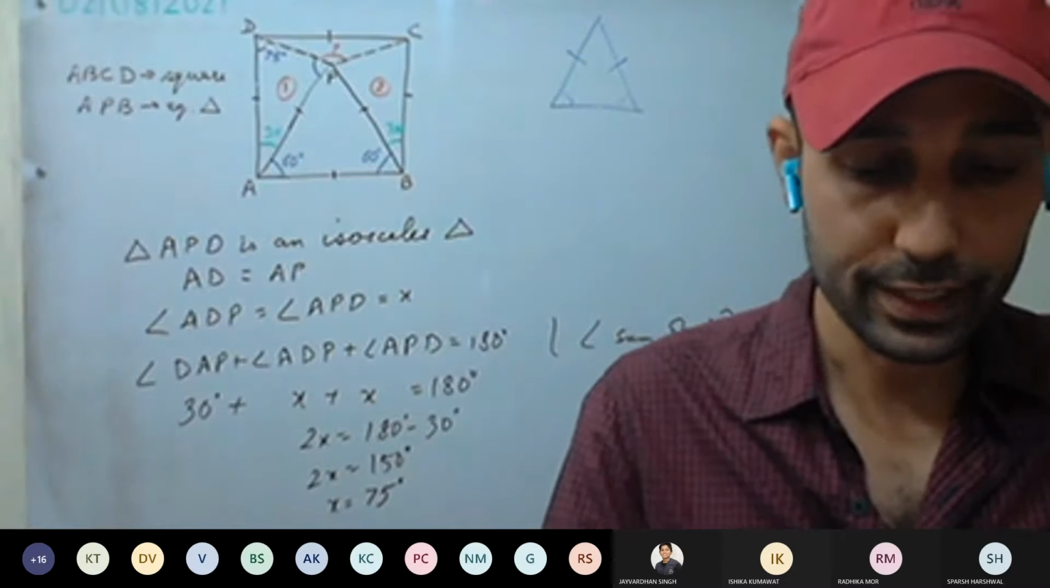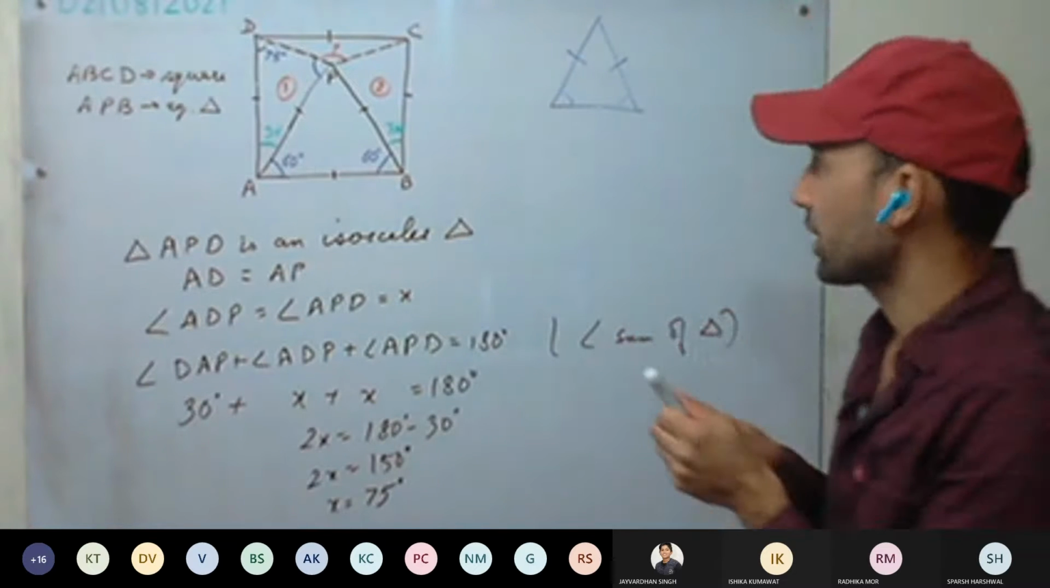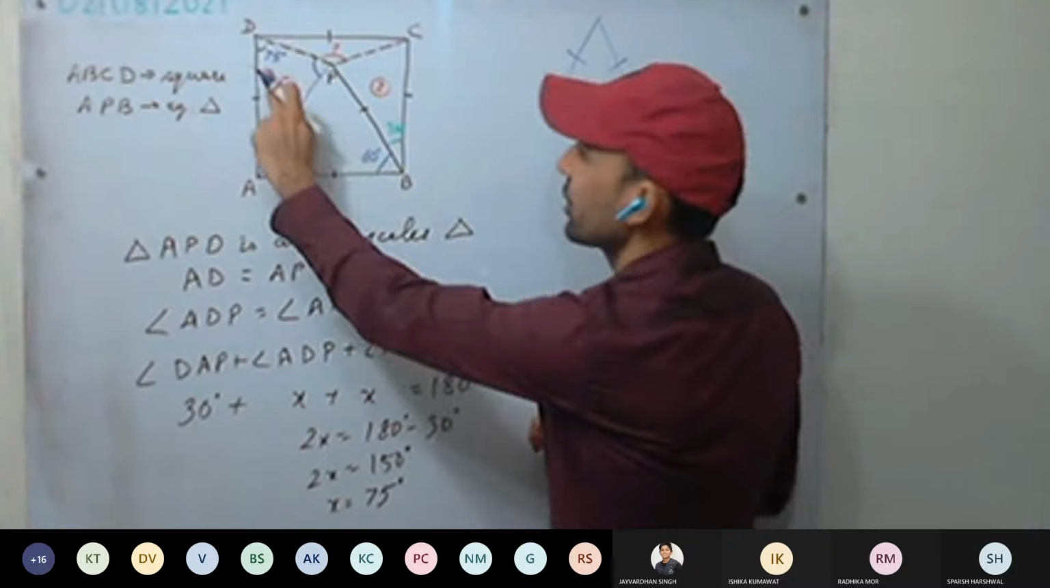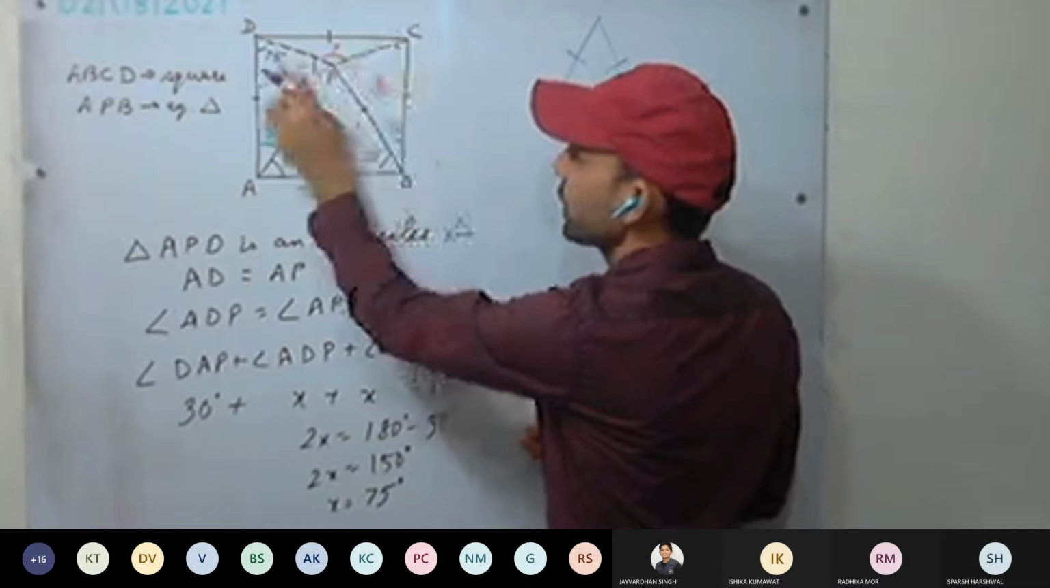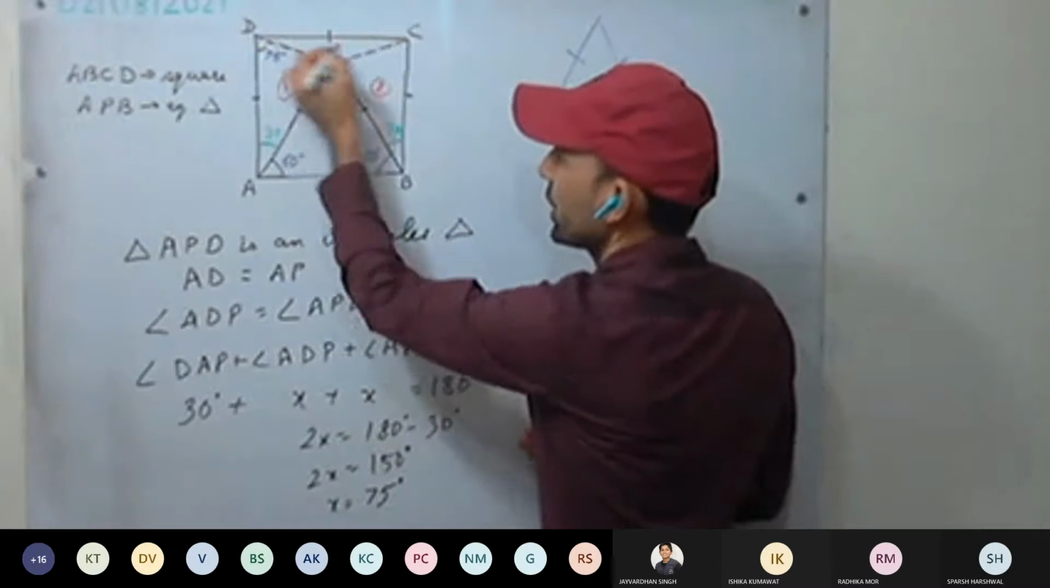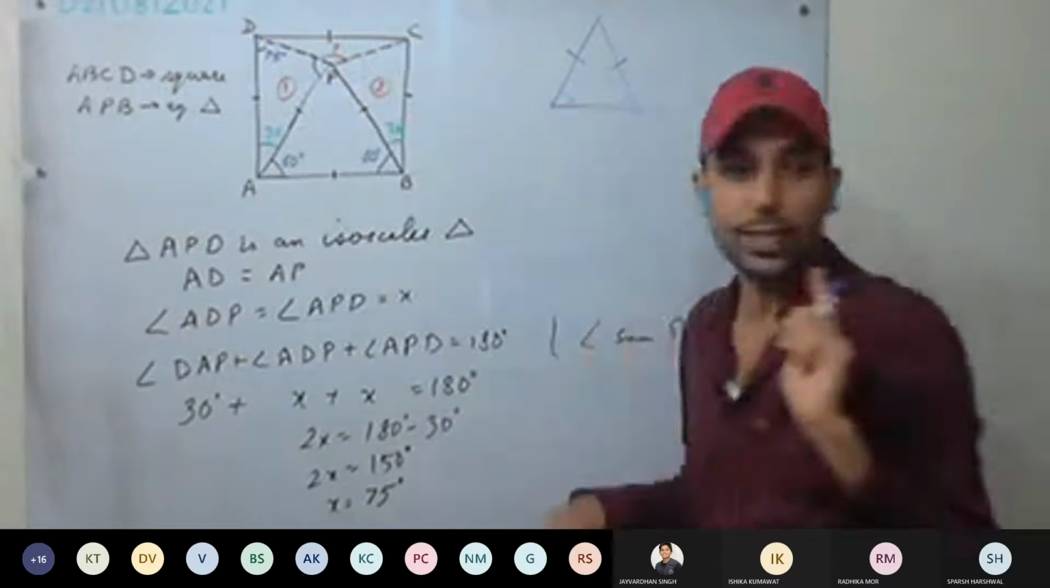There are many ways to proceed. I'll tell you. This is 75 degrees. This will also be 75 degrees because these two triangles are congruent. You can calculate this, you can calculate this, and the remaining you can calculate. That is one way.